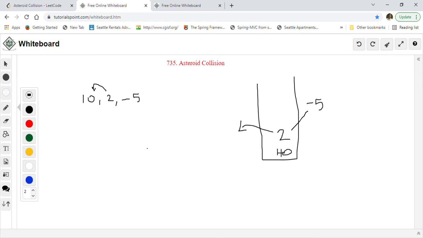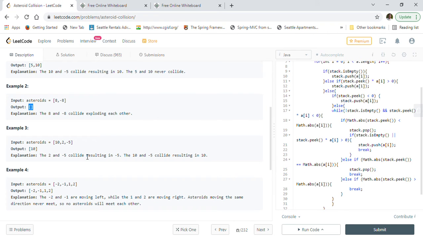Now we will check if there are any other asteroids we can make the collision with, right, between 5 and 10. Since 10 is bigger than 5, then 5 will disappear here, right? Then only 10 will remain basically. So 10 will remain, and we have to take it out of the stack and put it back into our result array, right? So that is our approach. So 10 will be the answer in this case. As you can see, 10 is the answer here, right?